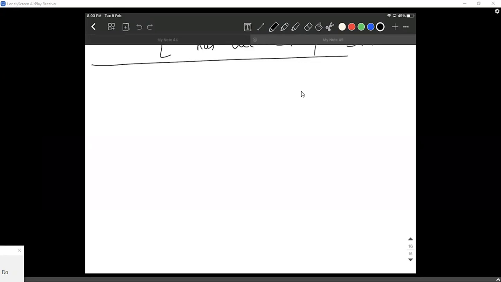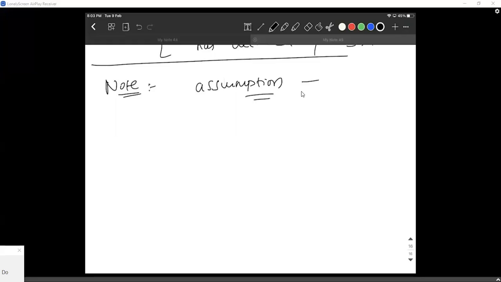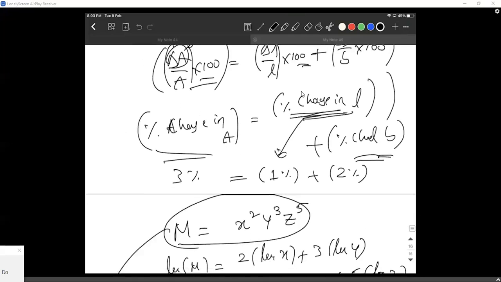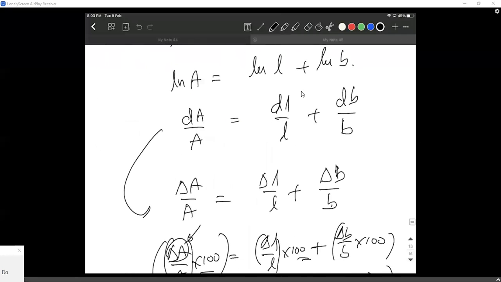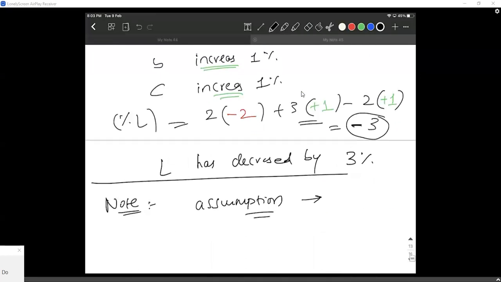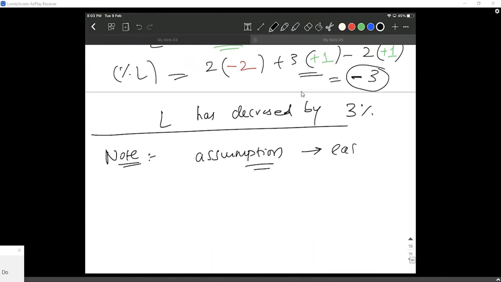This is a very simple idea, but just a small note here. The one that we are already using is an assumption. We are already making an assumption to make our calculations easy. The assumption came here when I converted dA into delta A. I already made a small assumption, which we did just for easier calculations.